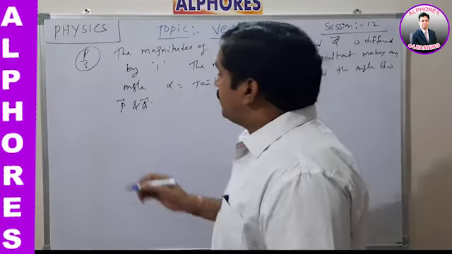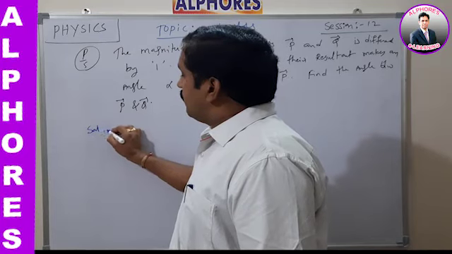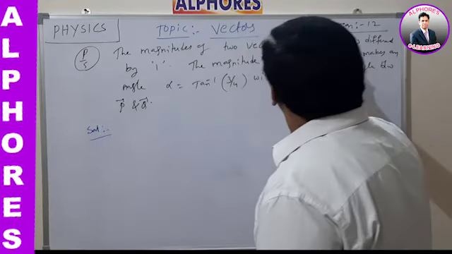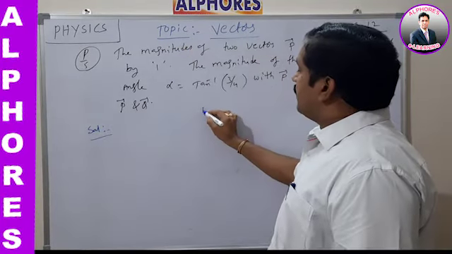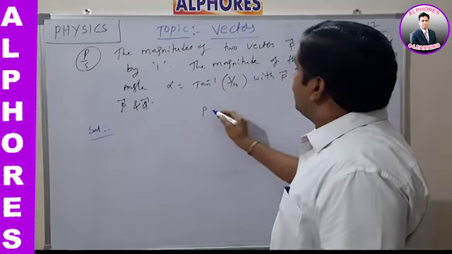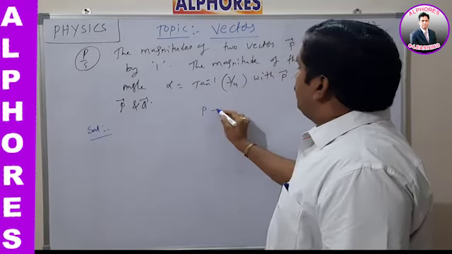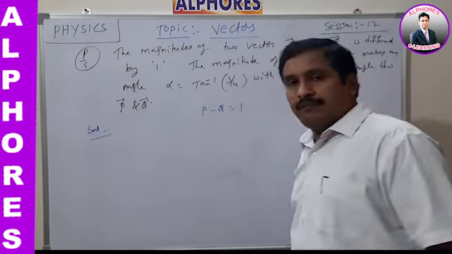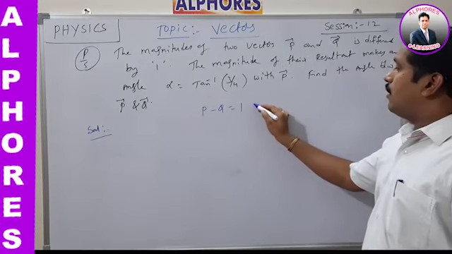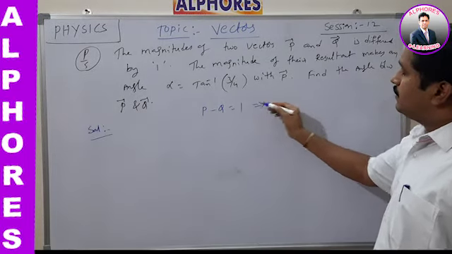Now what is the solution here? So before going to the solution, according to the data, we have to take the first condition. The magnitudes of P bar and Q bar differ by 1, means P minus Q is equal to 1. P minus Q is equal to 1. Now we have to write this one. That means what is this one?